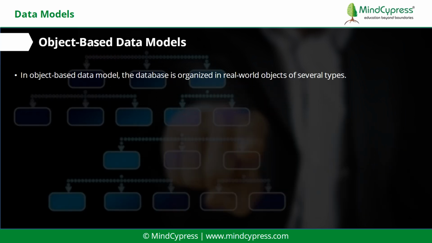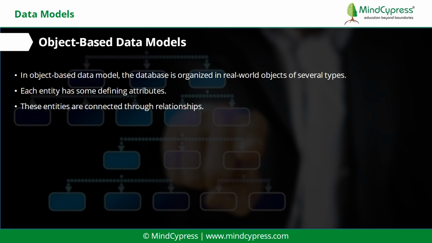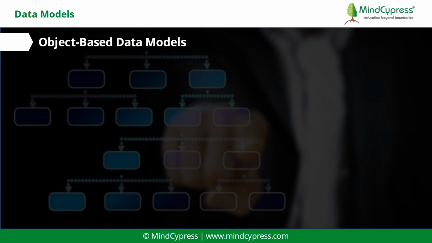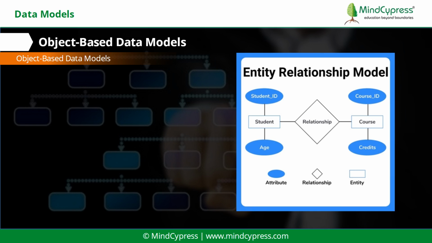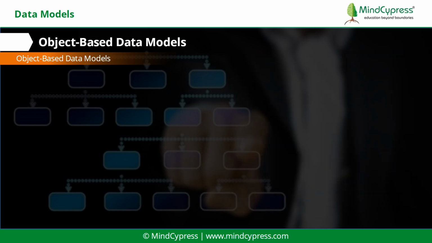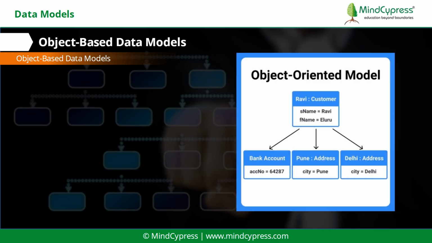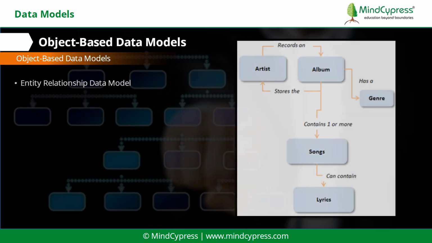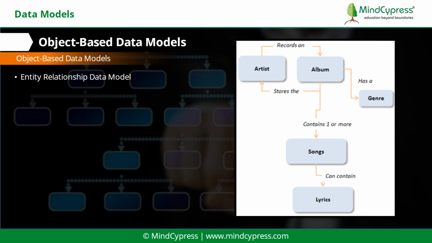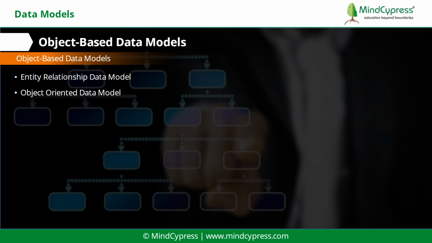In the object-based data model, the database is organized in real-world objects of several types. Each entity has some defining attributes. These entities are connected through relationships. Examples of object-based data models: entity relationship data model, object-oriented data model, semantic data model, functional data model. Among the above, the entity relationship data model is the most popular.